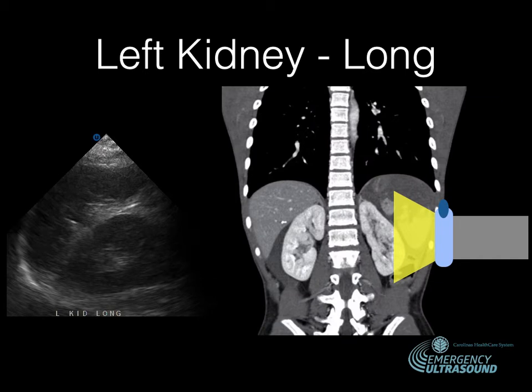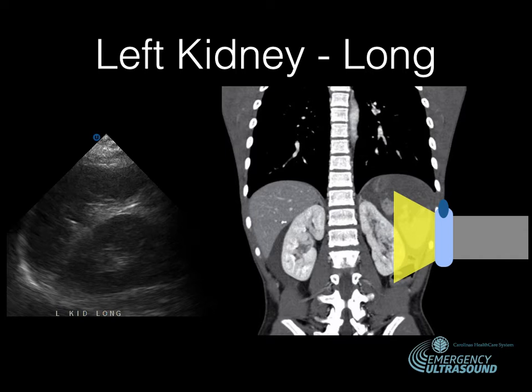Then we move on to our left kidney. We want to first look for the left kidney in the longitudinal plane. You can see right here, if you're looking at the ultrasound screen, you should see the diaphragm on the far left of the screen, and then you see the spleen, and then you see the left kidney. You might have to rotate your probe just a little bit to get in line with the ribs to make sure that you're seeing the entire kidney here.